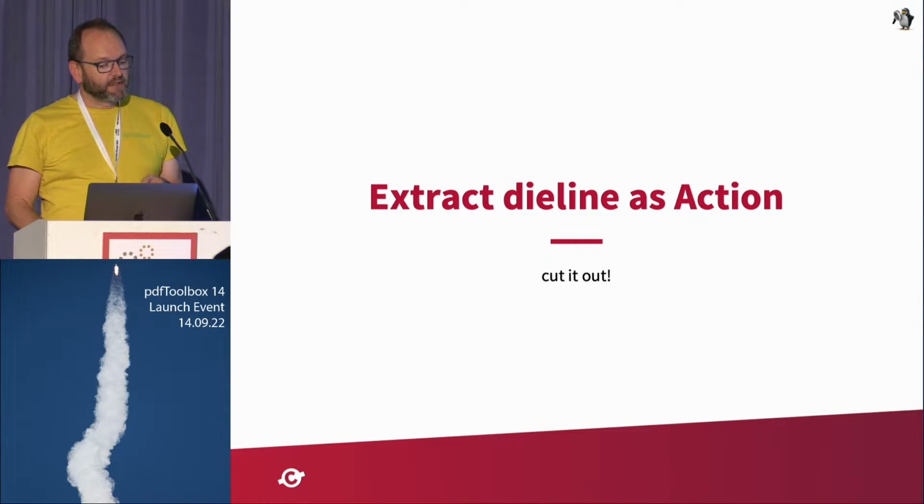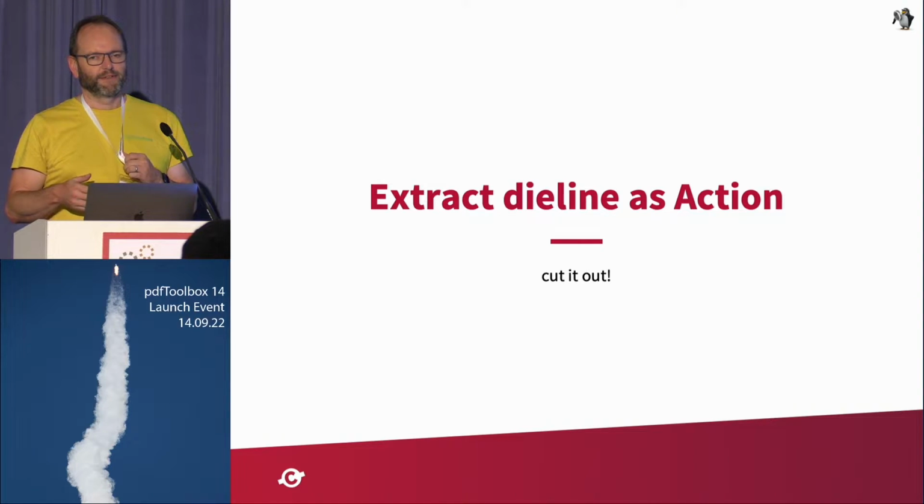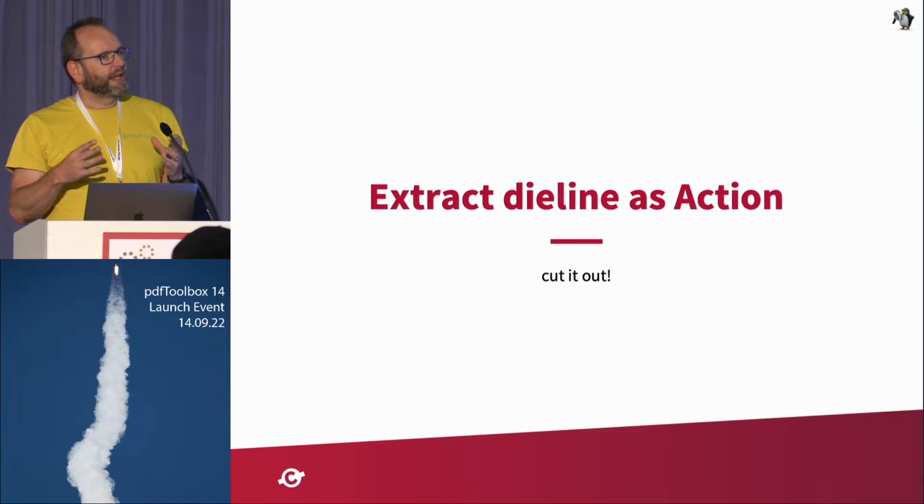So this is much easier. There is a possibility in PDF Toolbox to extract a Dieline as another format: SVG, DXF, CF2, PDF, I think, but not PDF, not explicitly. But there is an action that allows you to do that.